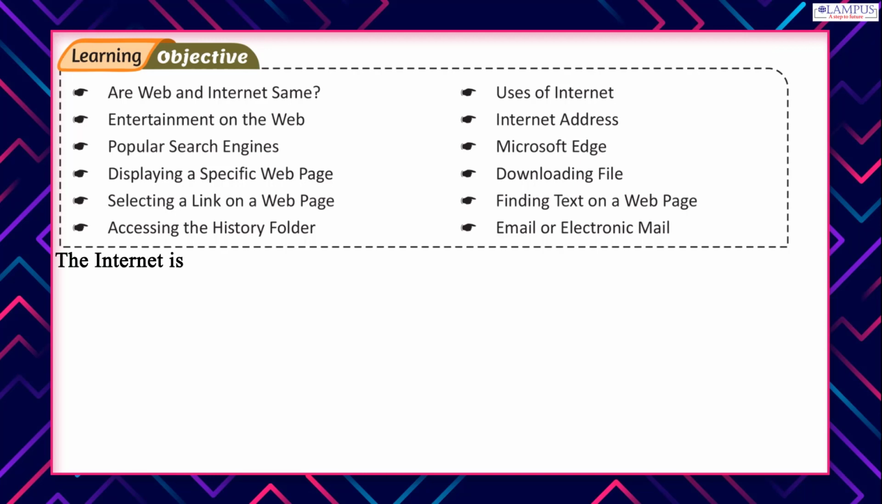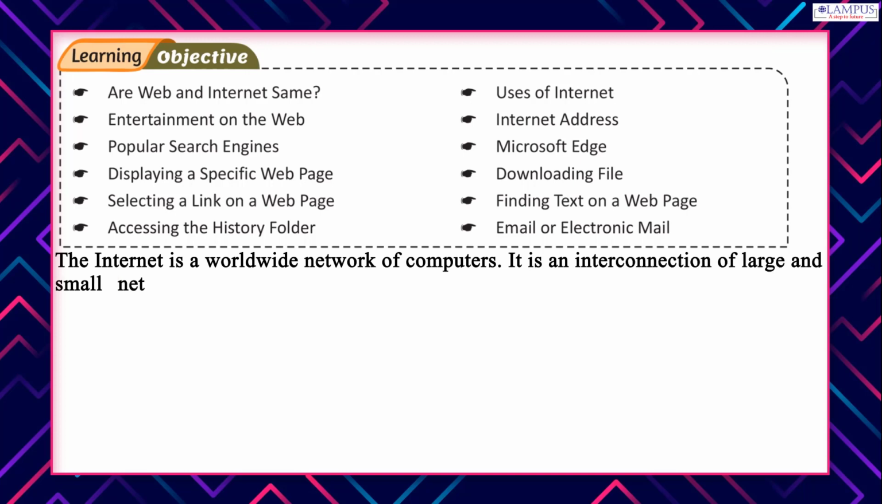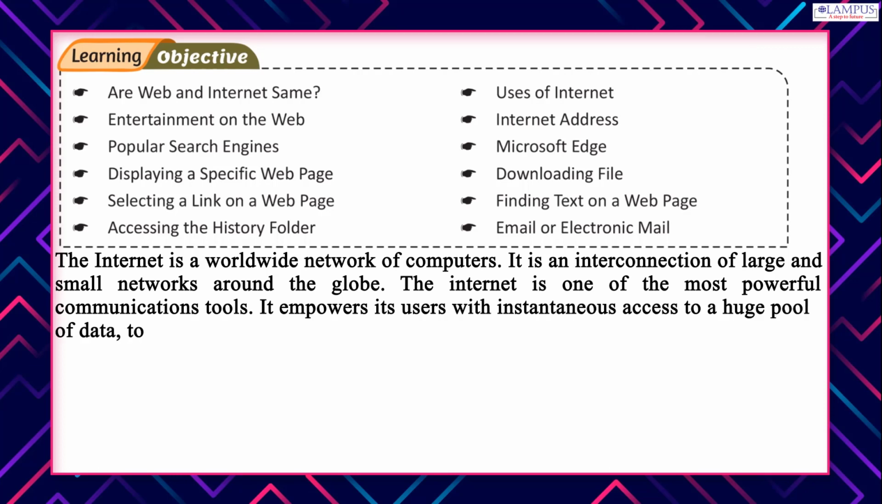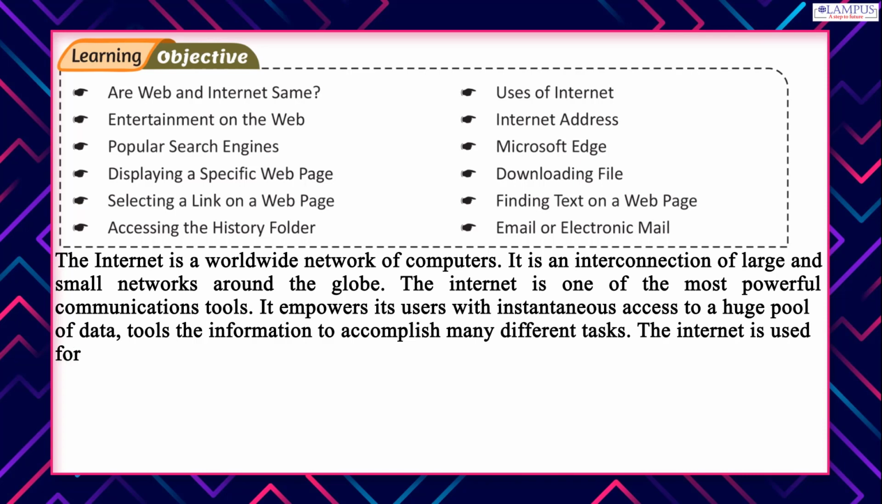The Internet is a worldwide network of computers. It is an interconnection of large and small networks around the globe. The Internet is one of the most powerful communications tools. It empowers its users with instantaneous access to a huge pool of data, tools and information to accomplish many different tasks. The Internet is used for business and pleasure alike.